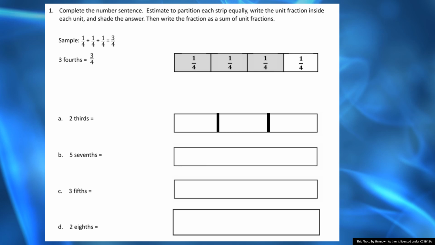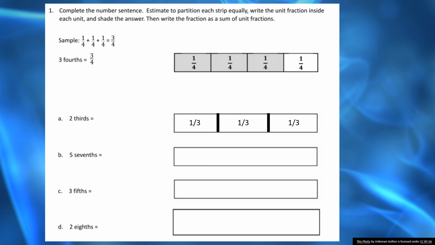Now we're going to write our unit fractions. Those are fractions with a 1 in the numerator or a 1 at the top. We're going to write 1/3 in each part. So we're going to write 1/3 here, 1/3 here, and 1/3 here. So make sure you have your rectangle partitioned into thirds, so 3 parts, and then you write the unit fraction 1/3 in each of the 3 parts.